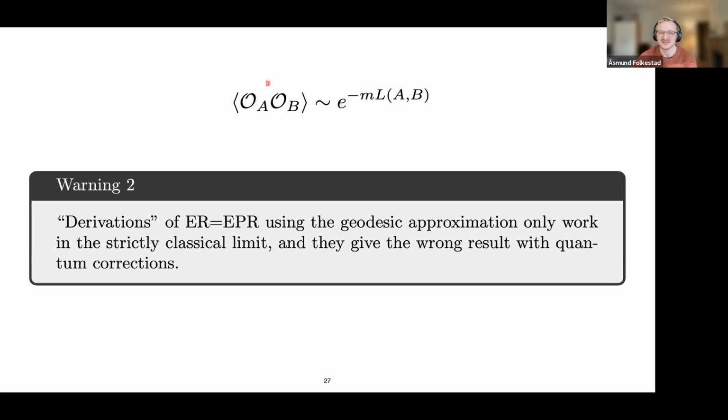And then if there is some correlation, then L has to be less than infinity. So there is some geodesic threading, some potential wormhole, and you actually have a wormhole. But this does not survive quantum corrections in the bulk. So we shouldn't really trust that kind of reasoning outside the strictly classical limit.